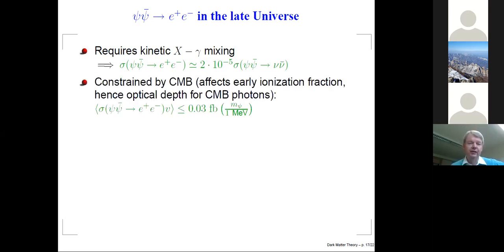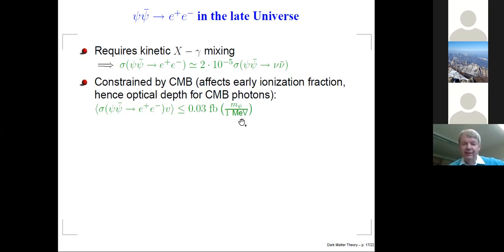Now, this is also constrained by the cosmic microwave background, because this channel would dump energy into the universe, which interacts with everything else, and in particular would increase the early ionization fraction, and therefore the optical depth for the CMB photons, which is one of the parameters usually not so much of interest for particle physicists, that's also fitted in by Planck and the other CMB experiments. And from that, you can derive an upper bound on the annihilation cross-section into e+ e-, thermally averaged, which is about 0.03 femtobarn and scales linearly with dark matter mass.